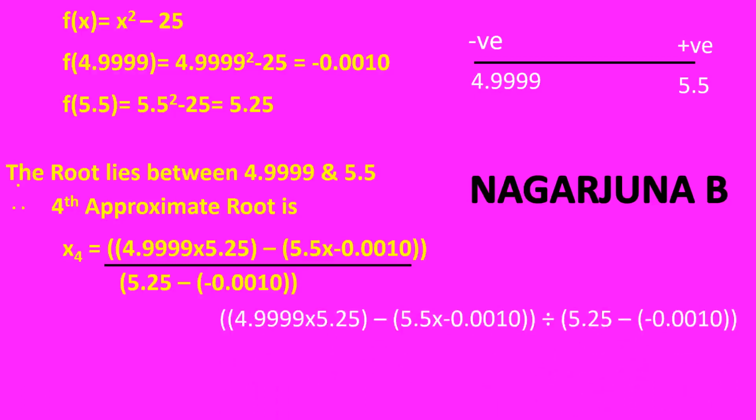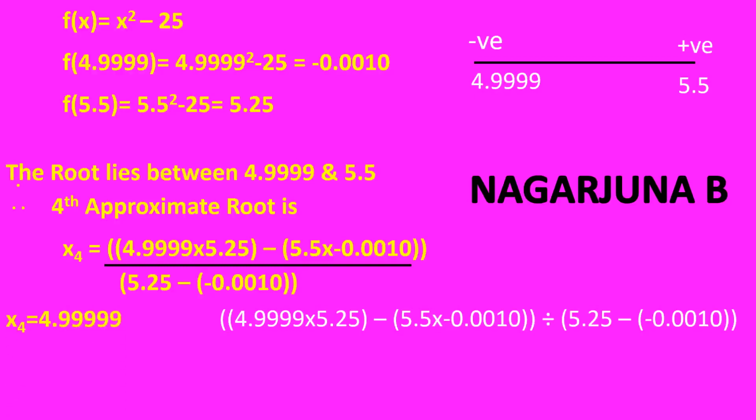In the calculator you can write in this format: open the bracket 4.9999 into 5.25, close the bracket, minus open the bracket 5.5 into minus. Here this minus is the small minus sign which is present in the calculator. 0.0010, close the bracket, close the bracket, divided by f of b minus f of a. F of b is 5.25, that is open the bracket 5.25 minus, open the bracket, again the small minus sign, f of a value is minus 0.0010, close the bracket, close the bracket.